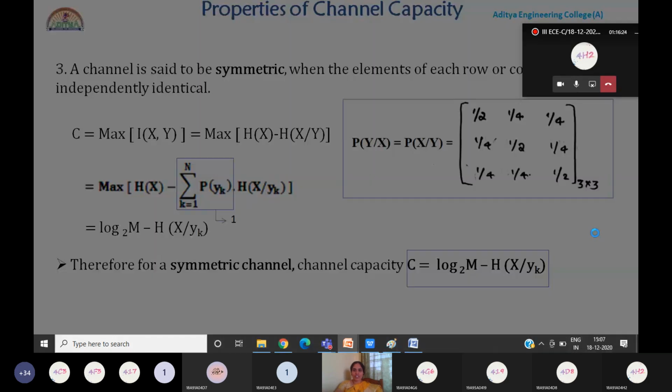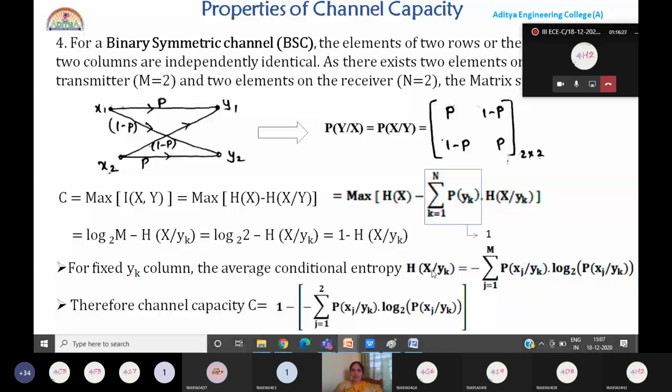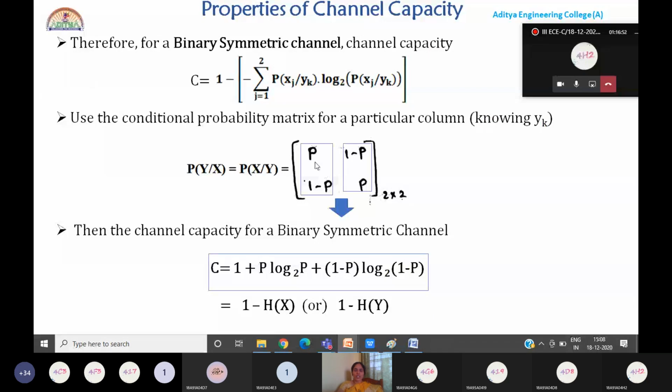We have written h of x by yk as minus summation j is equal to 1 to 2 p of xj by yk log p of xj by yk base 2. Okay, so just consider the corresponding probability matrix by yk, you can take either column 1 or column 2. So knowing the corresponding column, a representation of p of x: p log p base 2 plus 1 minus p log 1 minus p base 2, or for the second column it will be 1 minus p log 1 minus p base 2 plus p log p base 2.